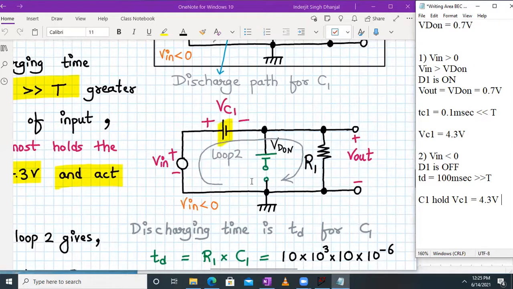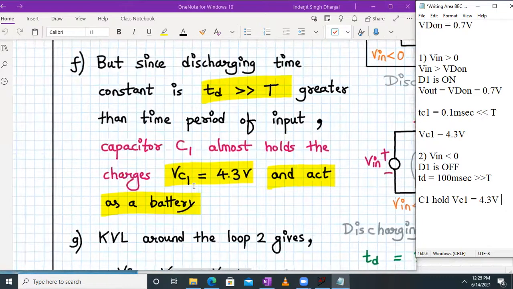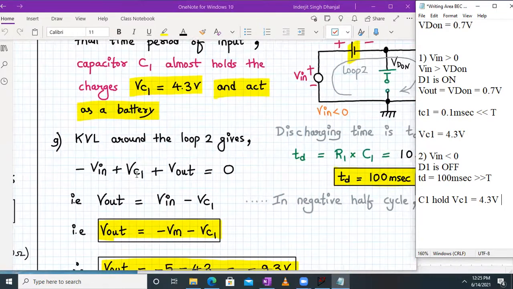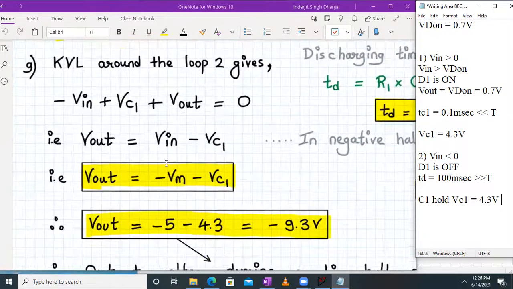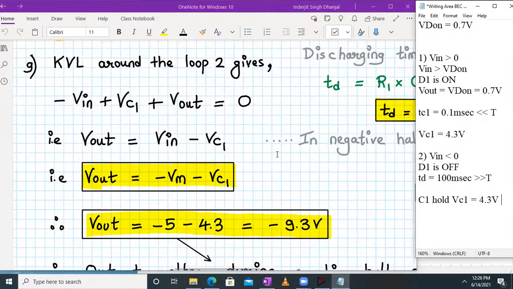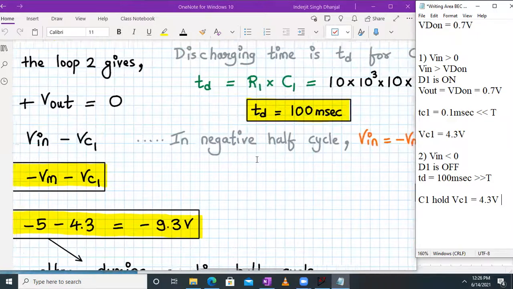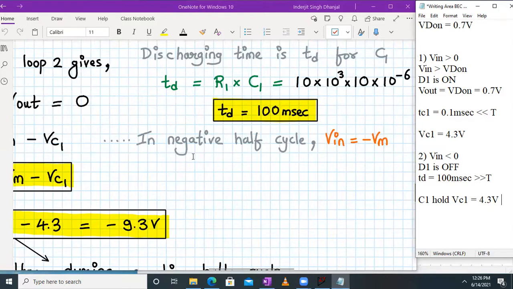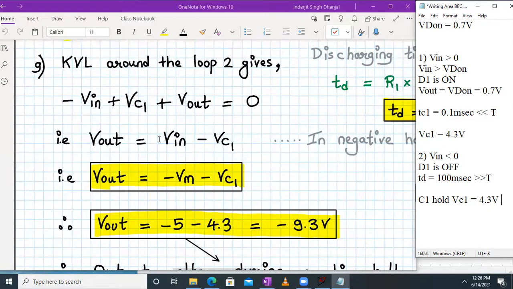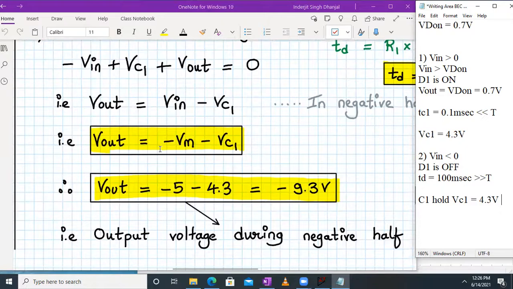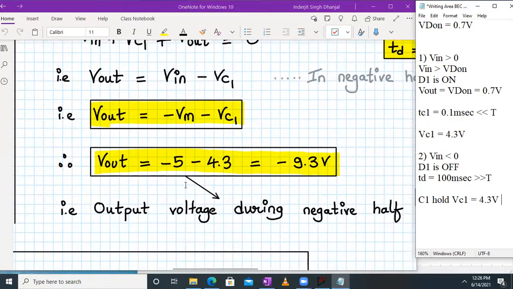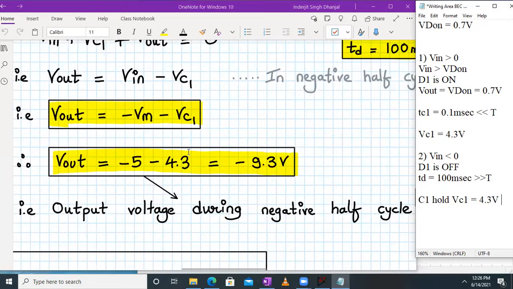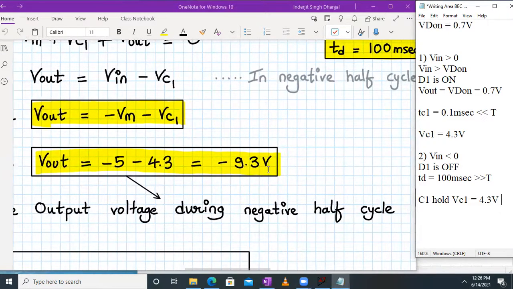Fine. So over here, we can apply KVL again in this loop and find the output voltage. By applying KVL in this loop, we get minus V in plus Vc1 plus V out equal to 0. So our V out will be equal to V in minus Vc1. Now remember, we are in the negative half cycle, and in the negative half cycle, V in is equal to minus Vm. So we substitute minus Vm instead of V in. So V out will be minus Vm minus Vc1, which is minus 5 minus 4.3, equal to minus 9.3.